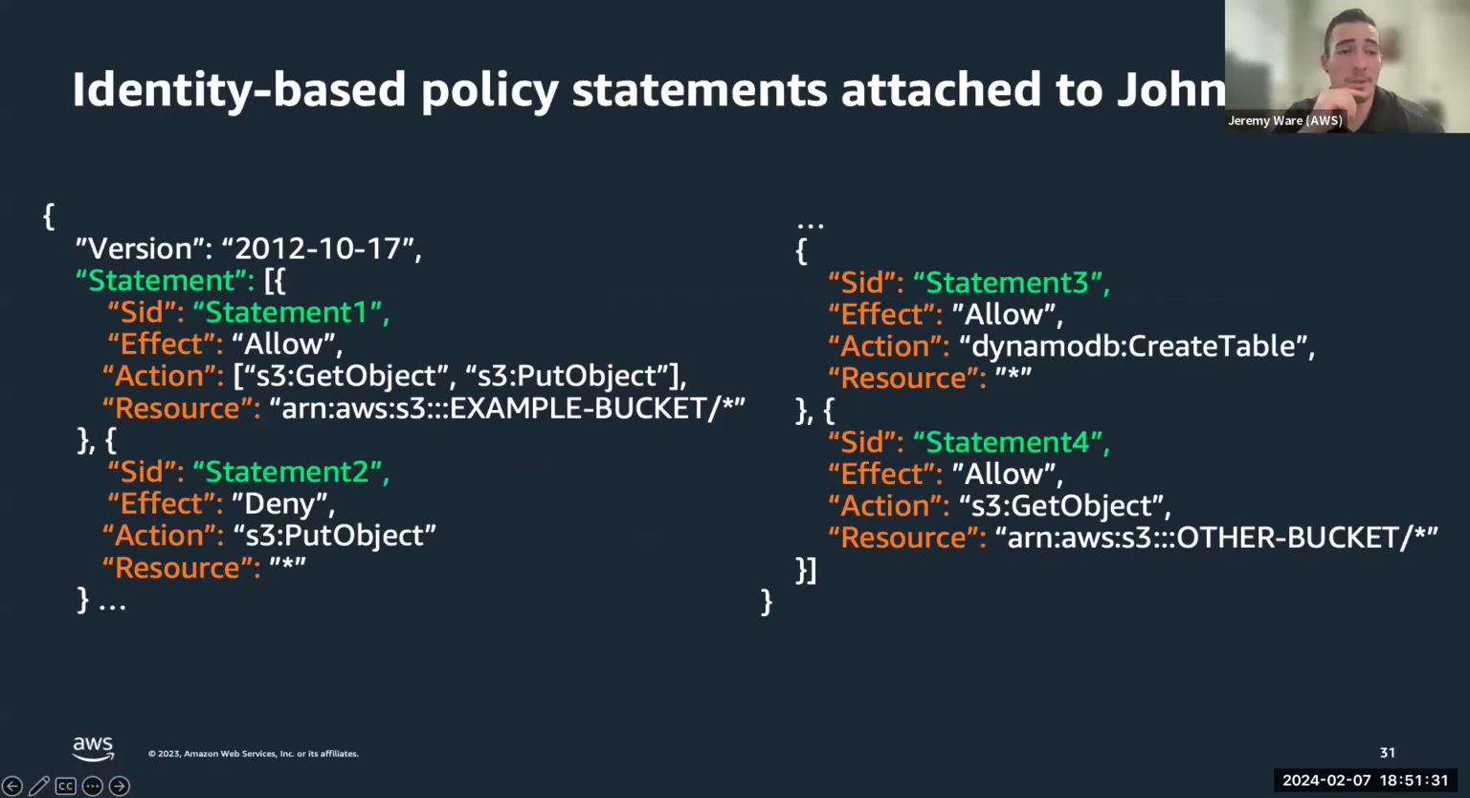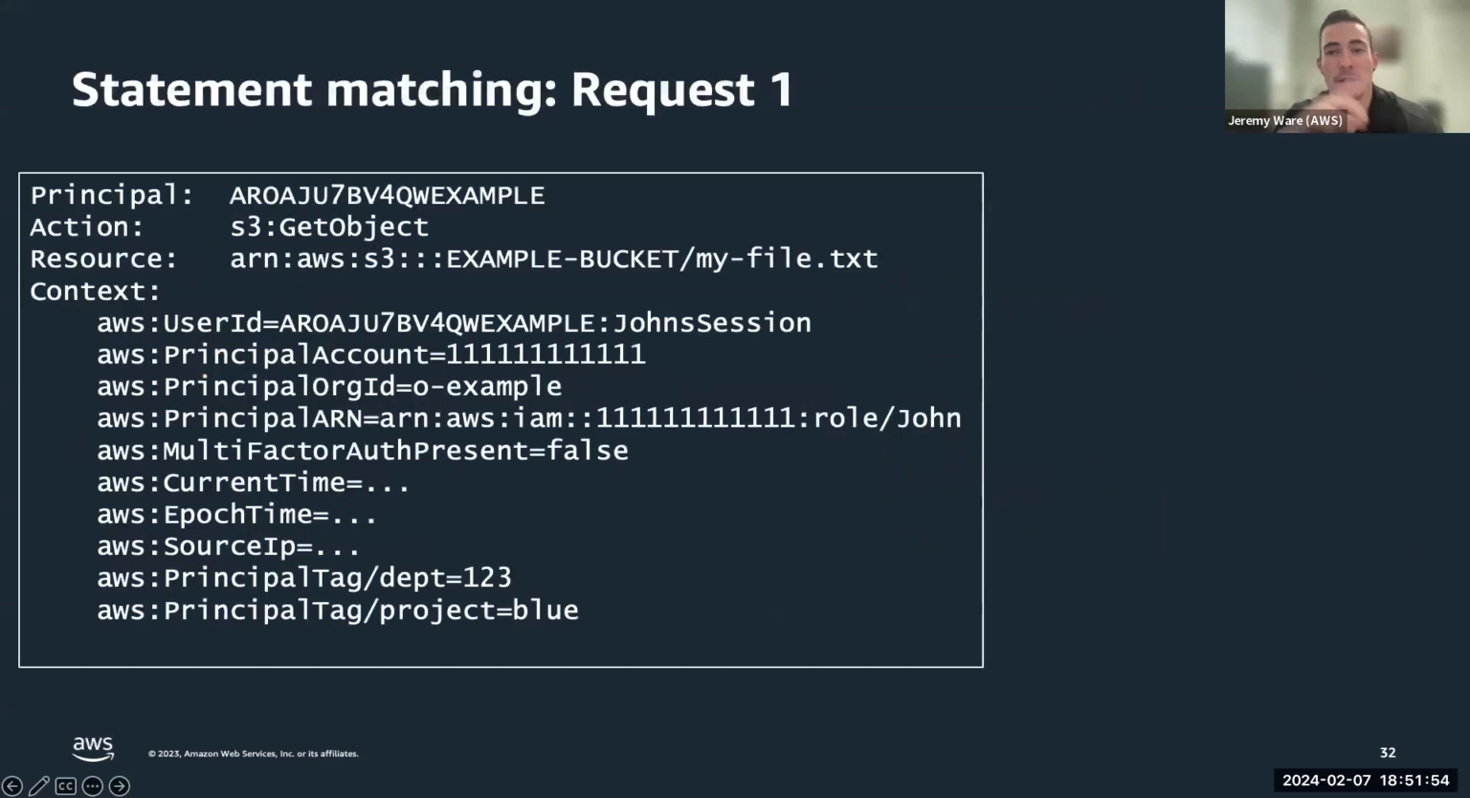So we have a couple of different statements here. We have 4 statements in the identity-based policy. We have an allow, get object, and put object for objects in example bucket. We have a deny S3 put object on any resource. We have an allow for DynamoDB, and we have an allow for S3 get object under other buckets. So we'll go ahead and we'll start lining these up.